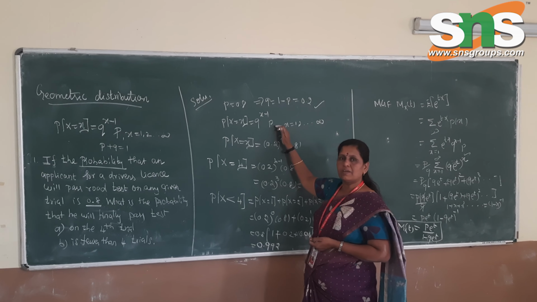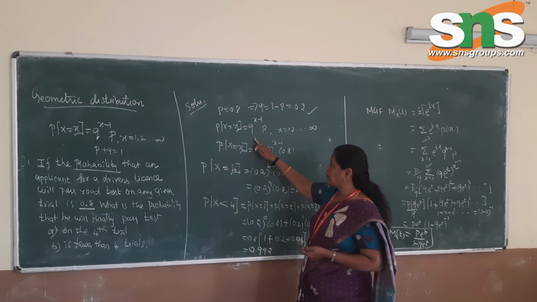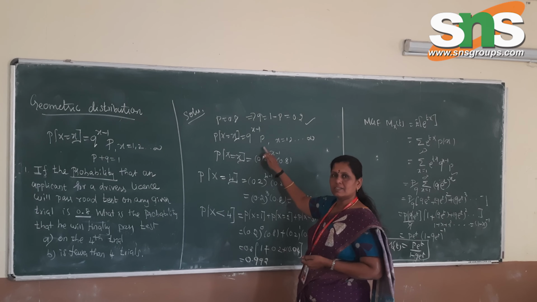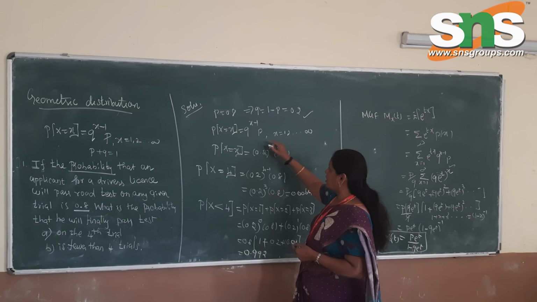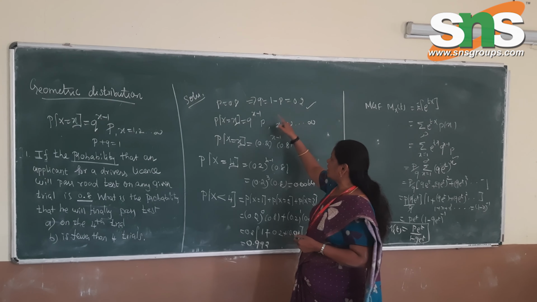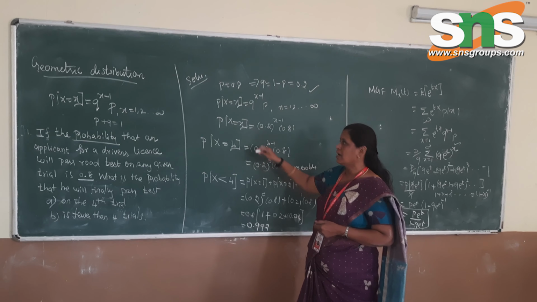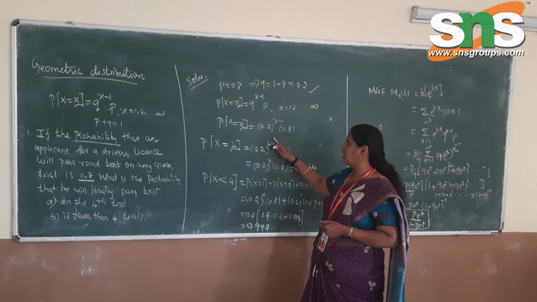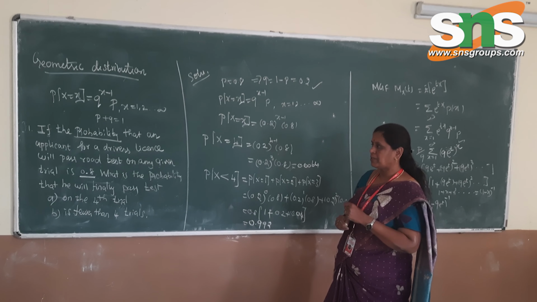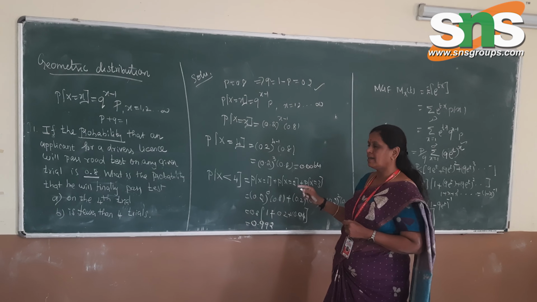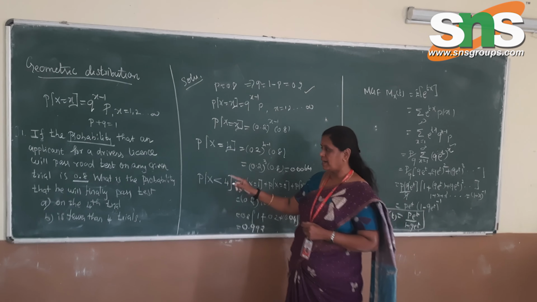Now we need to write the probability mass function. Probability of X equal to x is q to the power of x minus 1 into p. This is our geometric probability mass function. Here they have given p value is 0.8 and our q value equal to 0.2. Substituting here, we get p of x is equal to 0.2 the whole to the power of x minus 1 into 0.8.